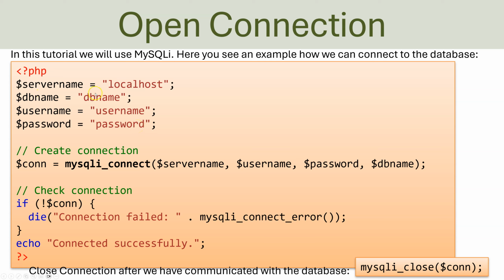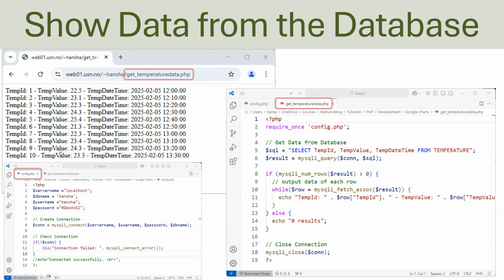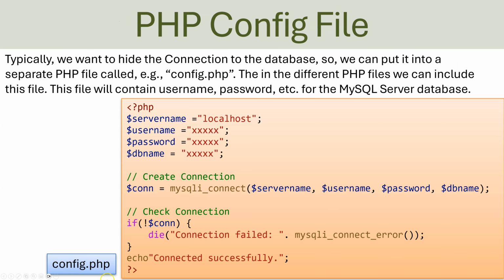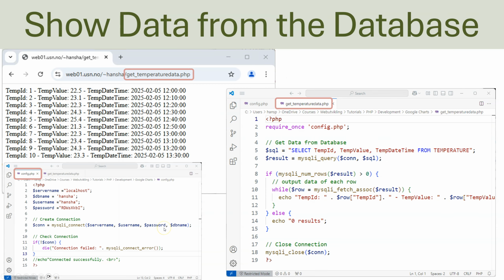Typically you want to put this into a separate PHP file. You can call it config.php or something. Then as we've seen here, these lines of code where you connect to the database are put into a separate file called config.php. And then next you need to create another PHP file where you're going to retrieve data from that database and this temperature table that we just created.